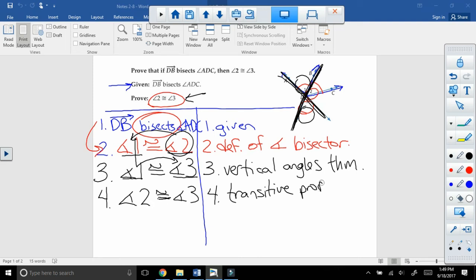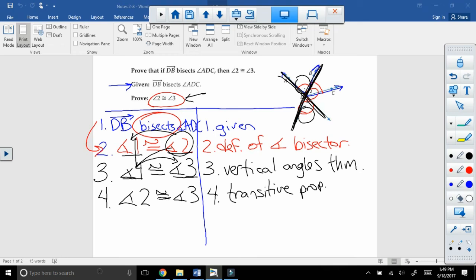Some people have made the case for this is substitution, and really it's like substitution also, where you're just taking angle 2 and putting it in place of angle 1 because you knew that they were congruent or equal up here. Either way, I wouldn't mark it wrong if you wrote that on the test.